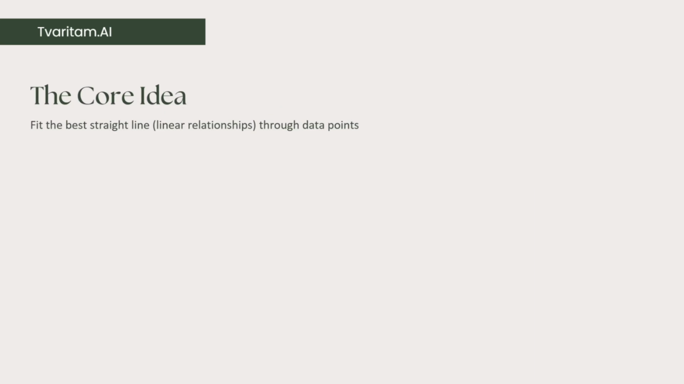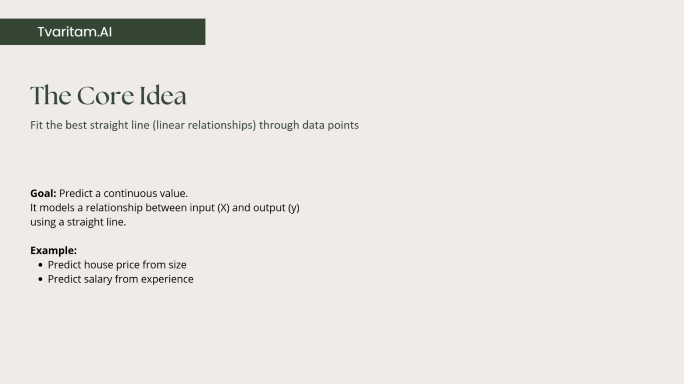The core idea behind linear regression is to fit the best possible straight line through a set of data points. The goal here is to predict a continuous value. It models the relationship between an input variable x and an output variable y using a straight line.